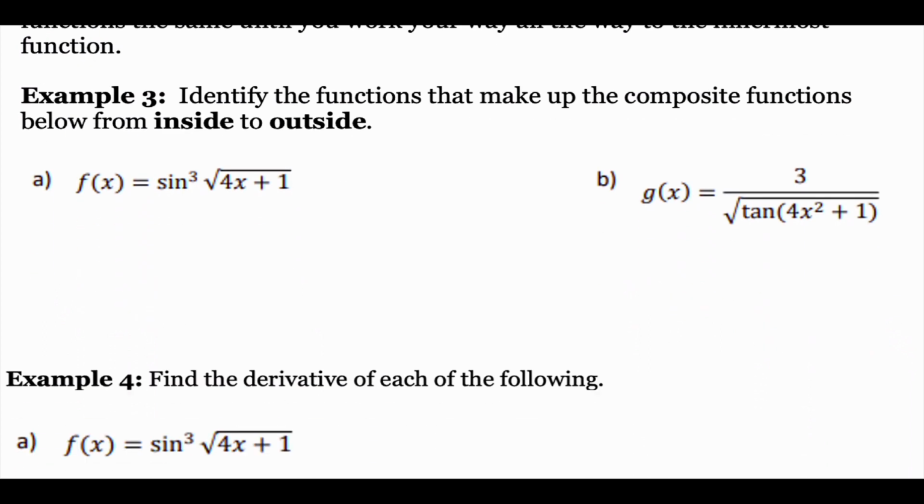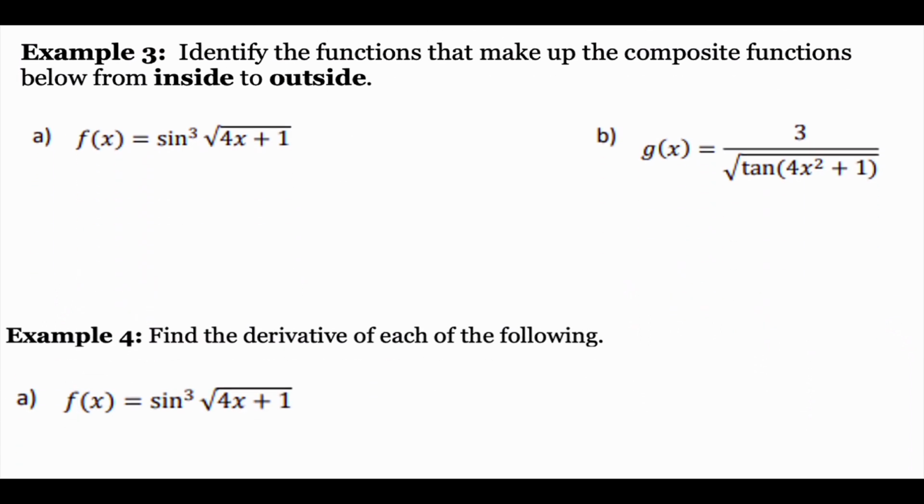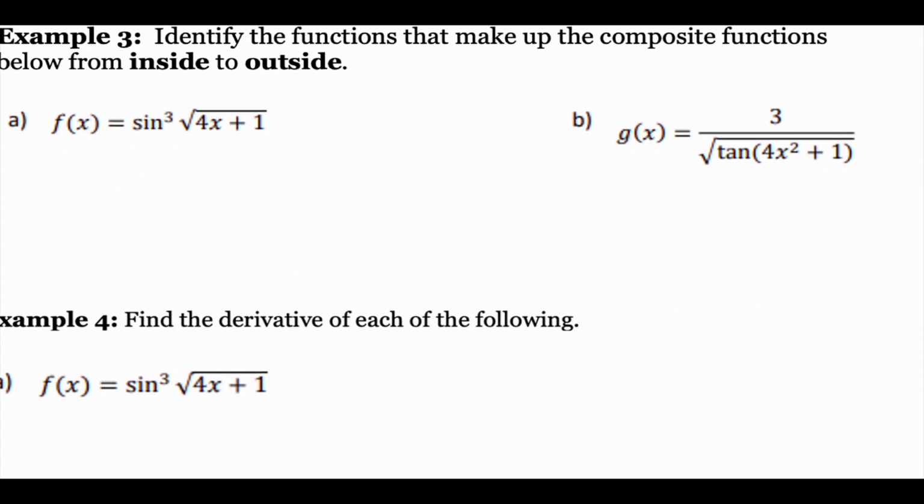So the first thing we're going to do is find the outside first. I'm going to rewrite this. It's got the third power there. You see the sine to the 3 power? Let's rewrite it. So sine, and I'm going to rewrite this as 4x plus 1 to the 1/2 power, right? And then all of this is to the third power. When you write it like that, it's a little bit easier to see what's the outside, what's the inside, what's the inside.